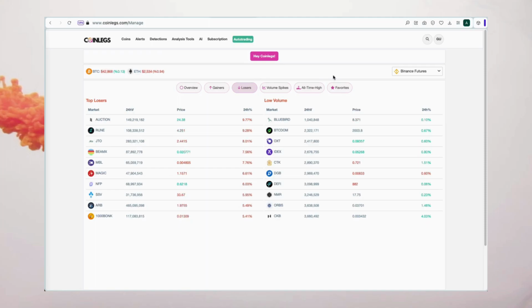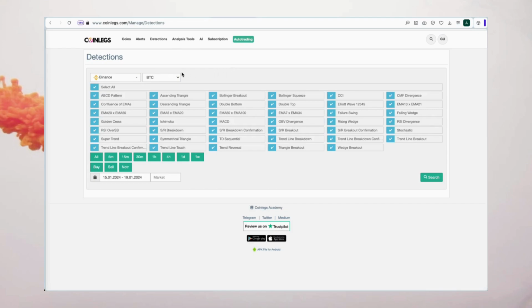Navigate to detections in the top menu of the platform. Experience the algorithm's prowess as it scans over 700 coins second by second, identifying trade strategies. Feel free to choose your preferred exchange and pair. For this example, let's go with Binance Futures and USDT, selecting symmetrical triangle.